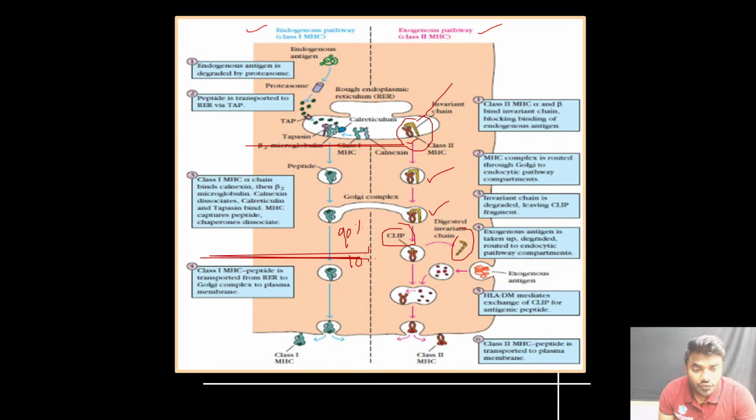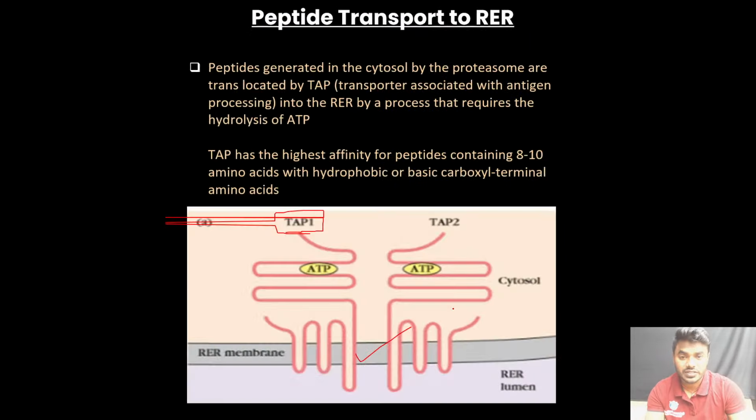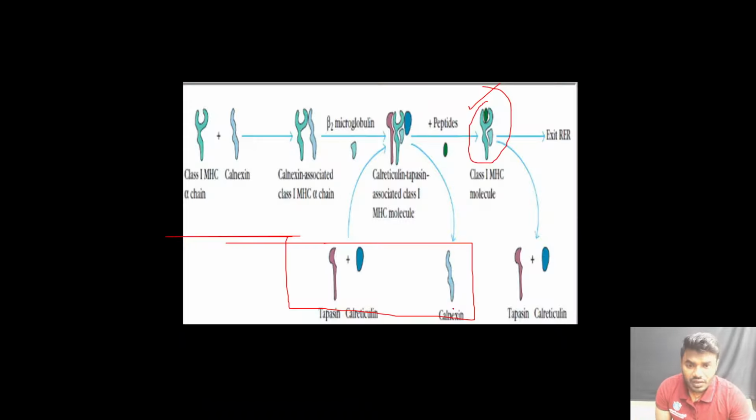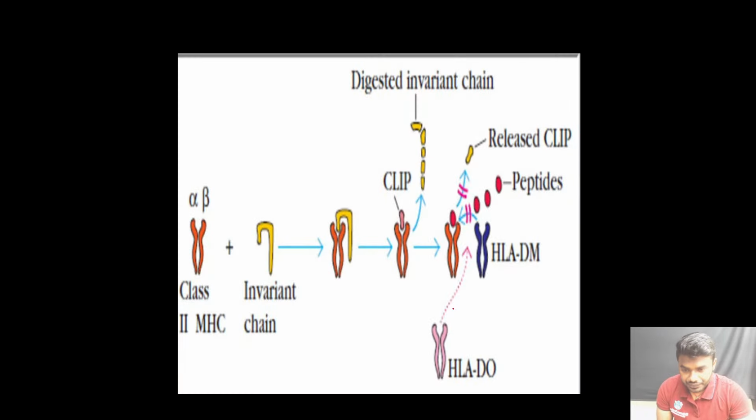Now friends, whenever the exogenous antigen enters inside, immediately what is going to happen? Who is going to replace this CLIP with the exogenous antigen? This can be replaced by HLA-DM and HLA-DO. I'll show you, just look into this. Everyone pay attention. All of you look into the diagram carefully.